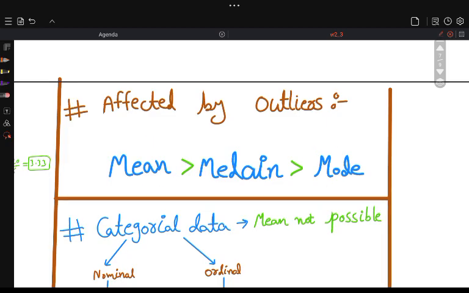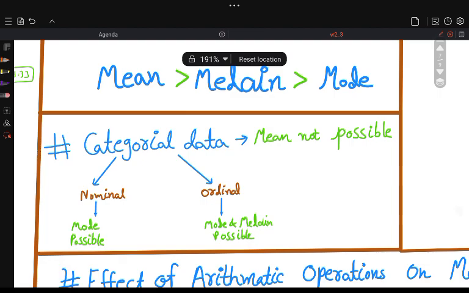Now for categorical data, we saw that addition is not possible in categorical data, right? The data we divided in the first week was numerical data and categorical data. In numerical data, as they are numbers, they can be added. But categorical data are not numbers, so they can't be added. For mean we need the sum of observations, but as we cannot perform the arithmetic operation of addition, how can we find the mean of it? So mean is not possible for categorical data.